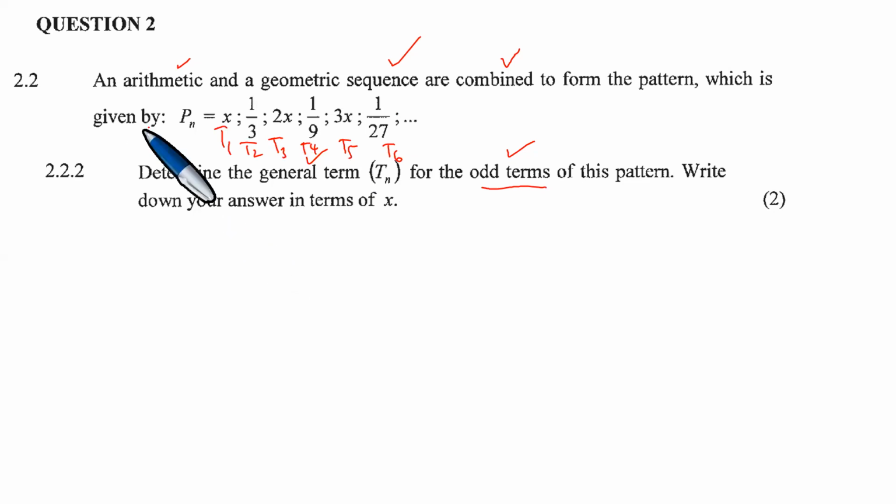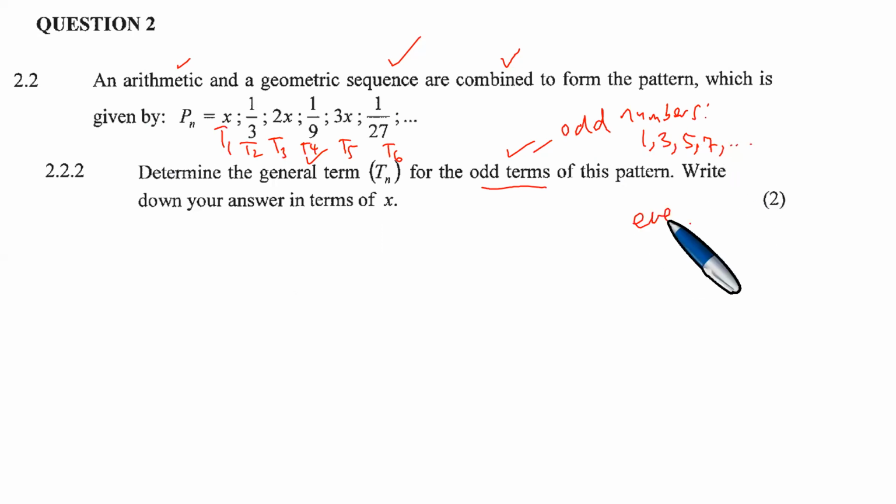So the odd terms the examiner was referring to are odd numbers. What are odd numbers? There are certain numbers that are odd and certain numbers that are even. Odd numbers are the numbers 1, 3, 5, 7, and so on. What are even numbers? Even numbers are the numbers 2, 4, 6, 8, 10, 12, and so on, beginning with the least, 0.